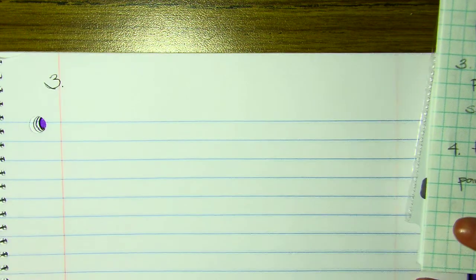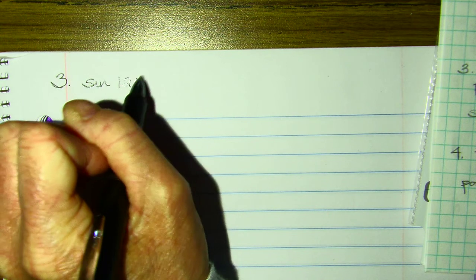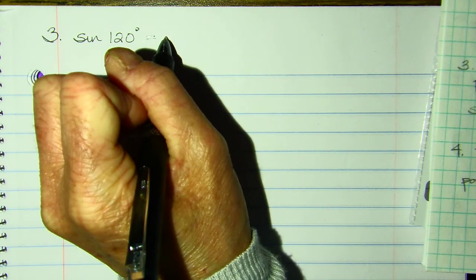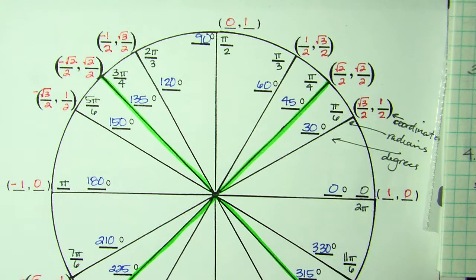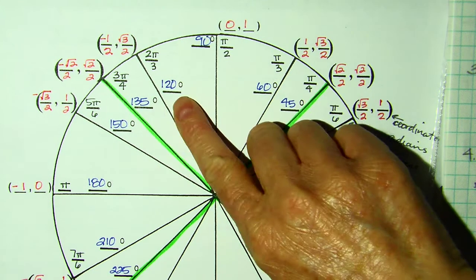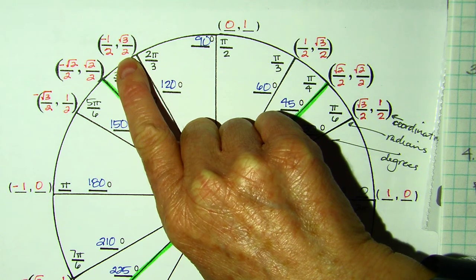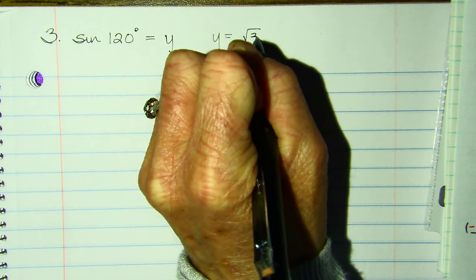So I'm going to do an example or a couple with you, and then we'll do the ones in the book for lesson practice. Find the sine of 120 degrees. Now, I know that the sine of 120 is going to be my y value. So on my unit circle, I'm first going to find 120 degrees. Here's 120. This is x, this is y. So the y value of this coordinate is root 3 over 2.